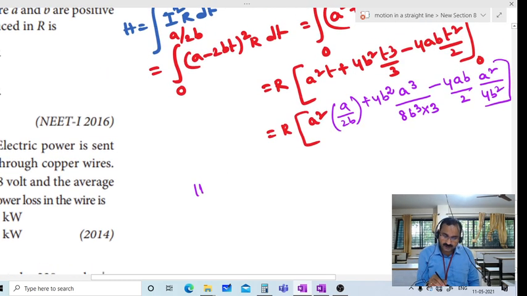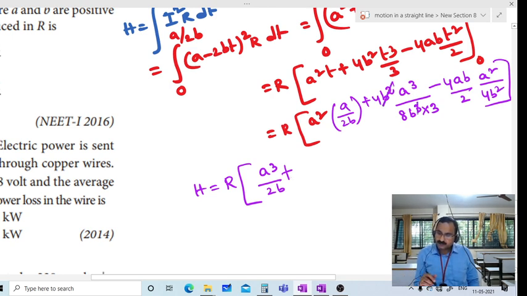The remaining you calculate. Therefore H is equal to R into A cube by 2B plus, B square will be cancelled and B will remain, 4 and 2 will be cancelled, that is A cube divided by 6B, then the A will not cancel here but B will be cancelled, and 4 will be cancelled, minus A cube divided by 2B.